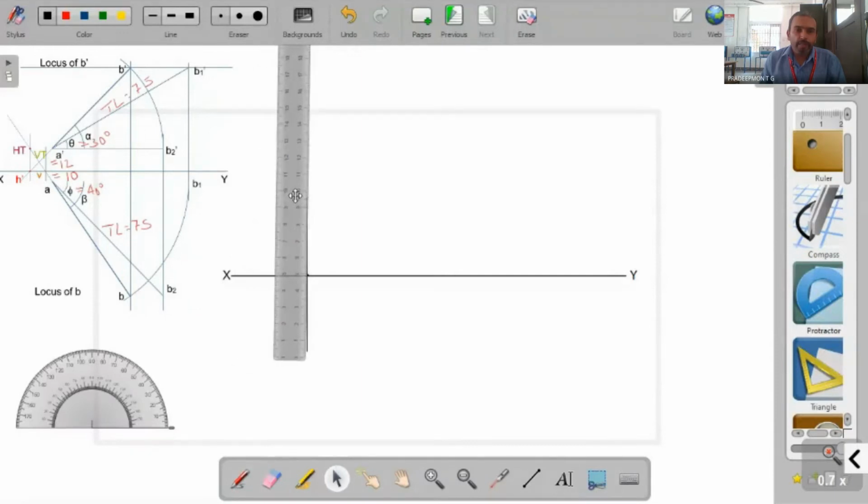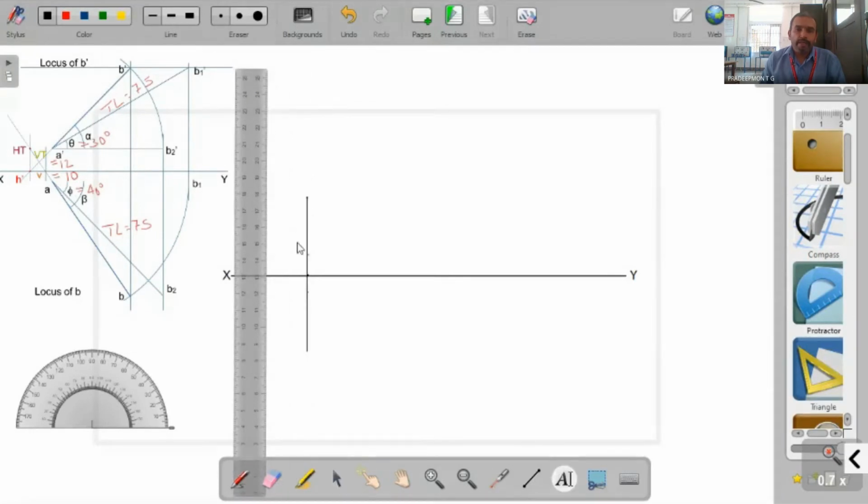12 millimeter above the xy line means here is a dash, and 10 millimeter below means here is A. So this is point A dash, and this is point A.